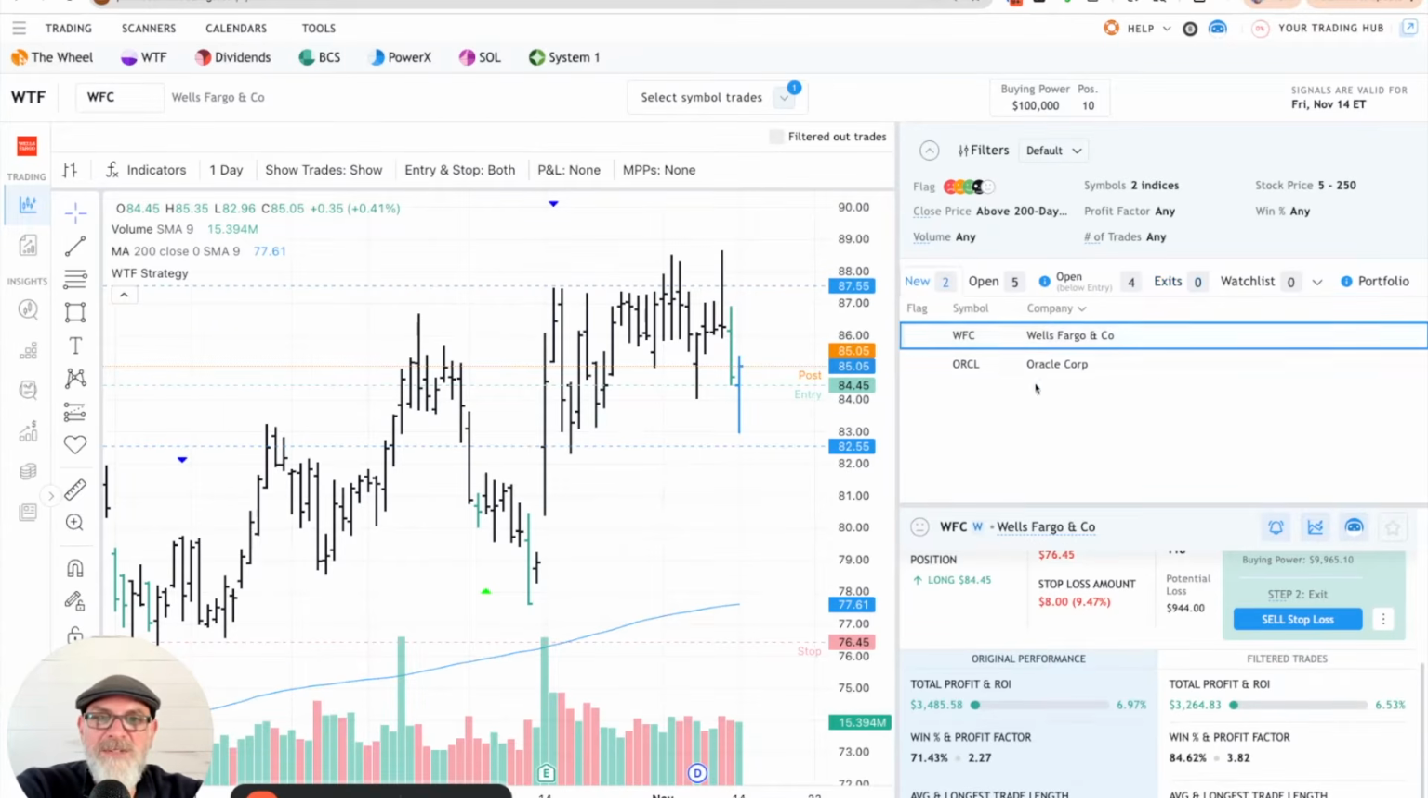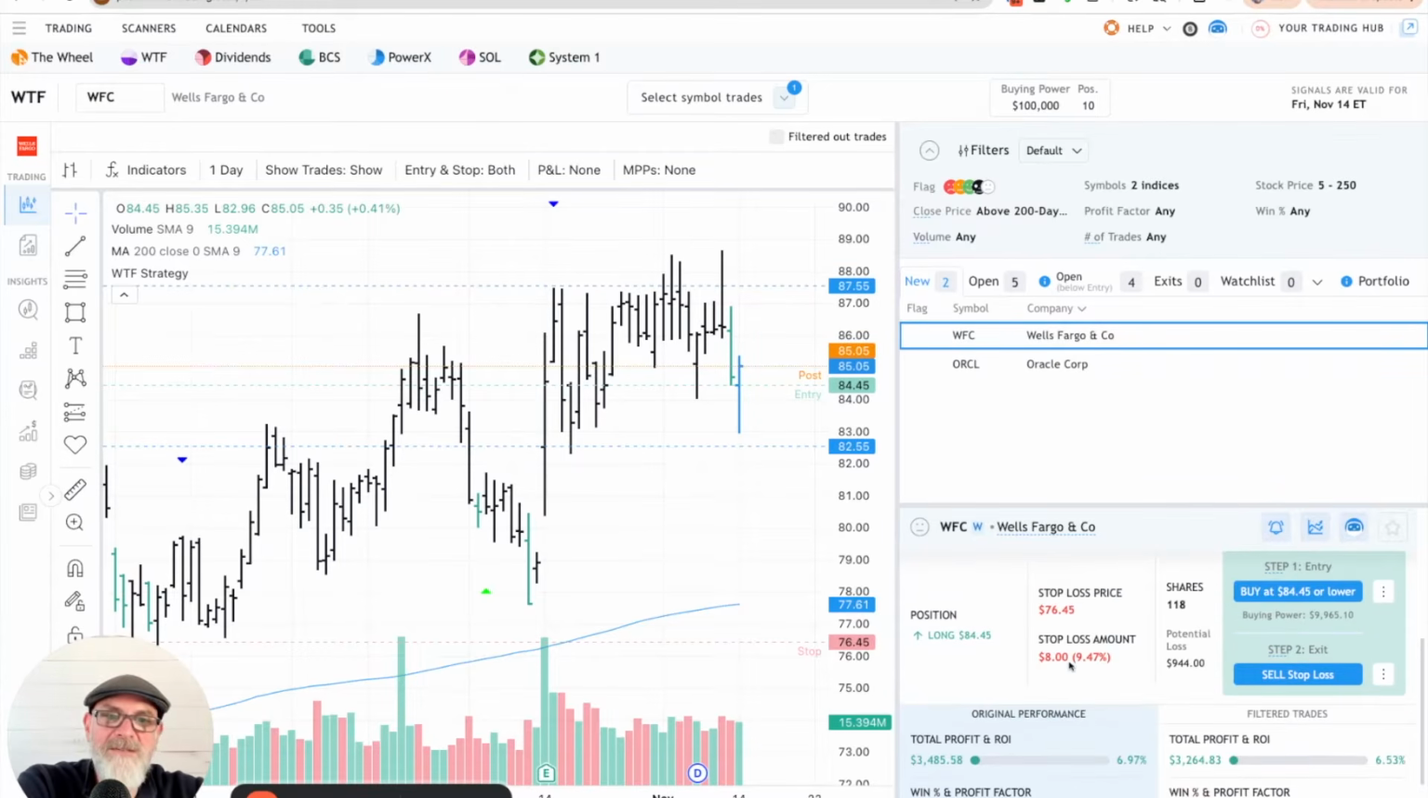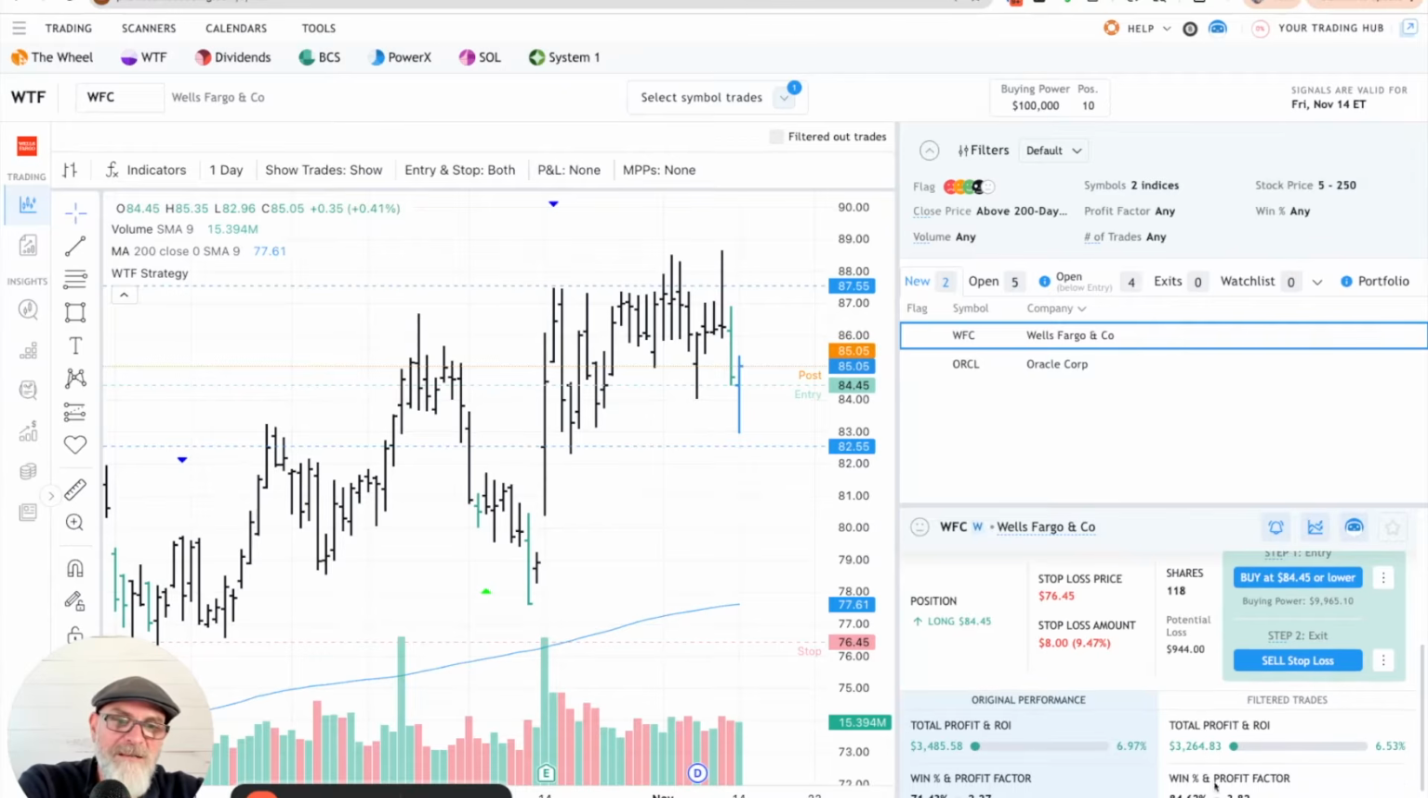Now, looking at the new signal, I evaluated these two and I liked Wells Fargo. We see that there's the original performance. This is including all entry signals and exit signals according to the strategy. Then we have filtered trades. The filtered trades performance is going to exclude any trades that occurred below the 200-day moving average or had prices below $5 or above $250. So this is why there's a difference depending on the stock that you're analyzing, and that's the difference between original performance and filtered trades. Out of these two, I liked WFC and I took Wells Fargo.